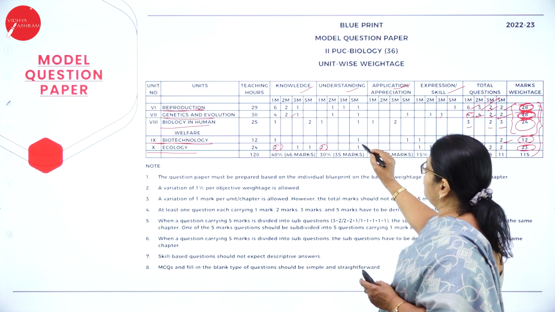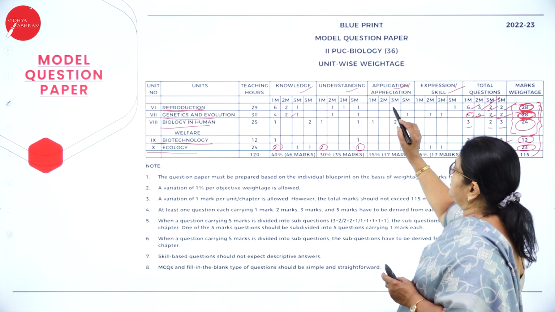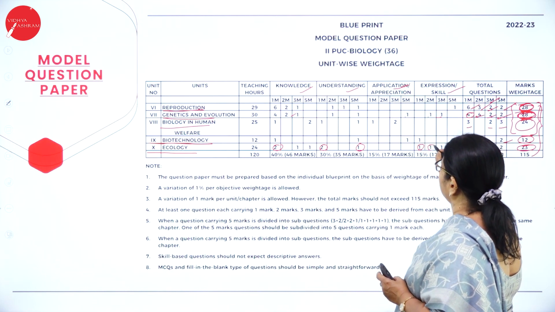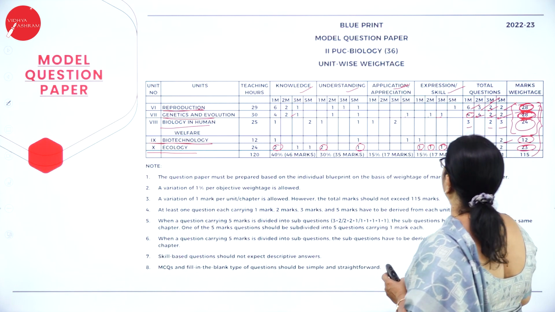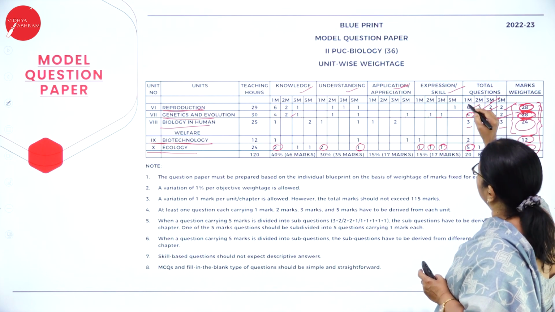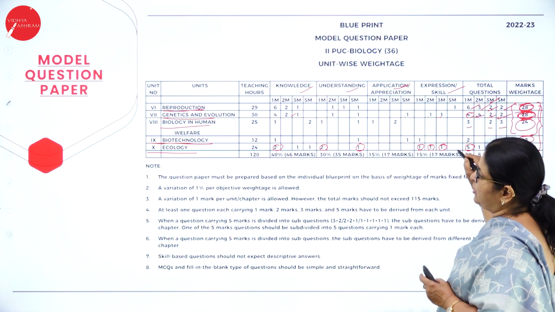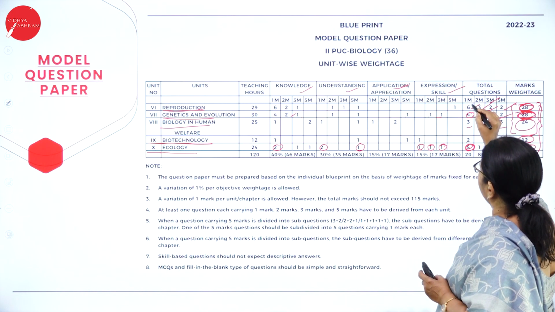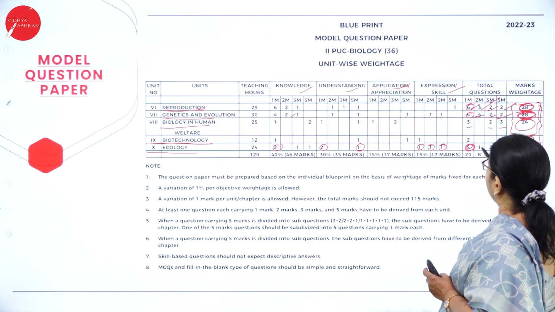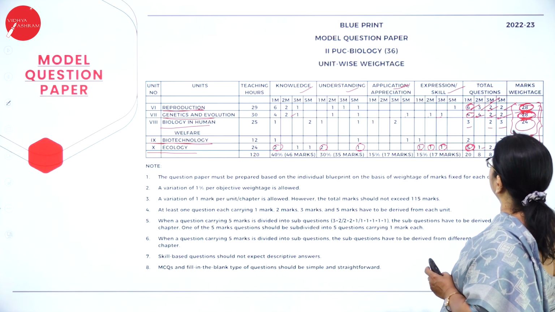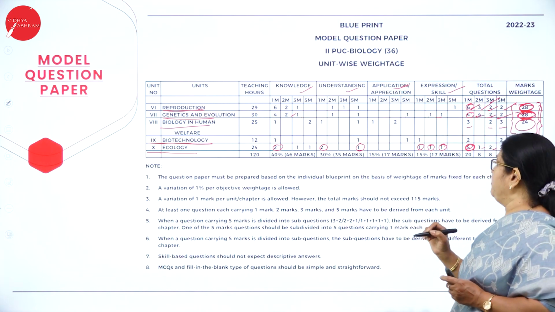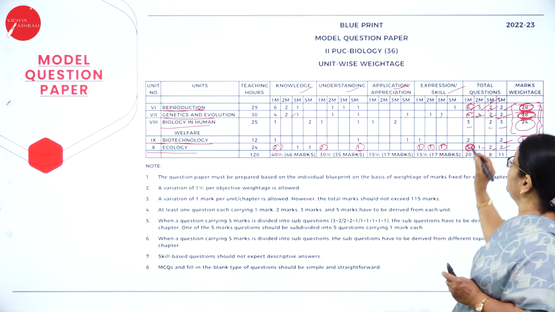Then 5 marker question 1. Then application, you don't have any questions, but in skill you have 1 marker question 1, 2 marker question 1, and 3 marker question 1. So totally 1 marker question 5. So here you can make out the first unit called reproduction and the last unit called ecology will have the maximum number of 1 marker questions, in your MCQs and your fill in the blanks. 2 marker question 1 and 3 marker question 2 and 5 marker question 2. Total 23.